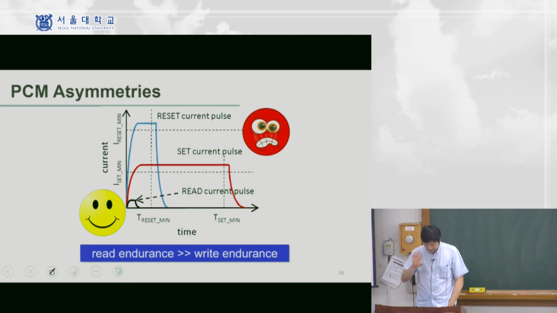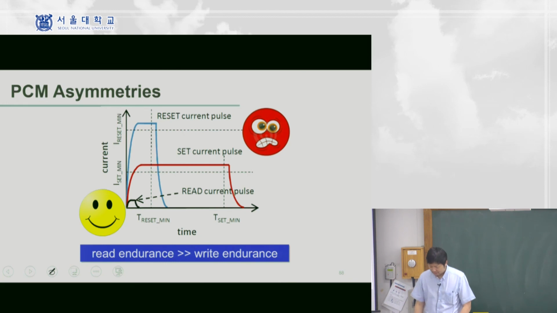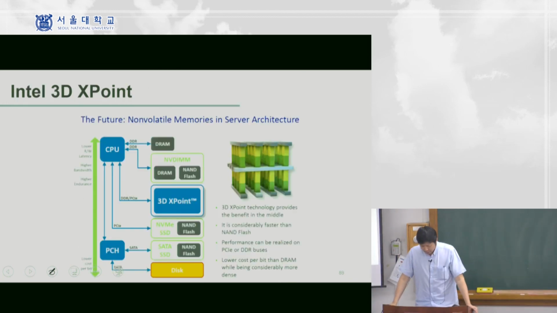So the PCM device has many asymmetries: latency asymmetry, energy asymmetry, and endurance asymmetry. Generally, read is much faster and much nicer than write. And 3D crosspoint is about the same. It's the same device, largely regarded as a variant of PCM. Intel tried to take over market share from Samsung by introducing this device. They tried to place 3D crosspoint in between flash and DRAM, hoping to take some market share from the DRAM and flash vendors.